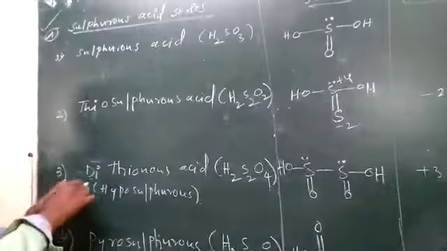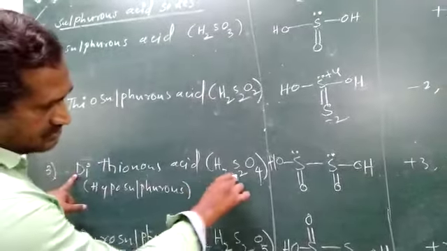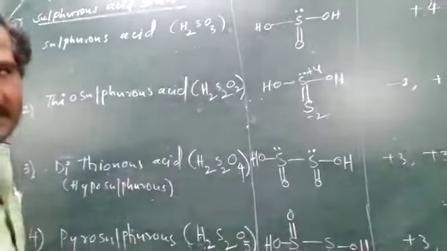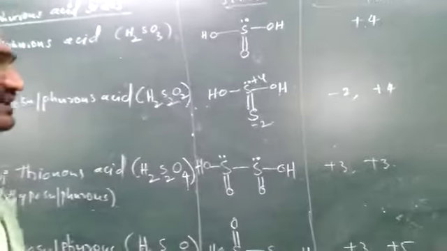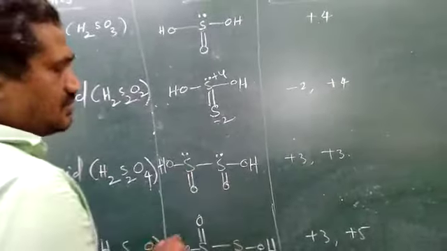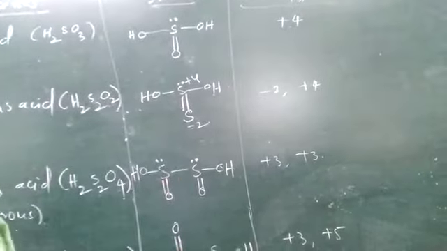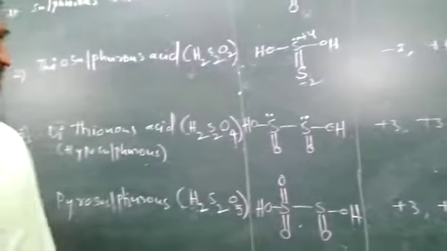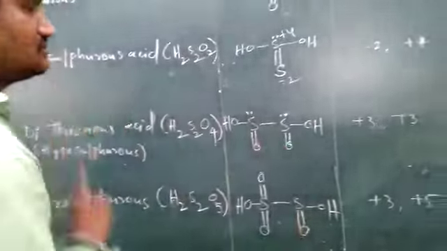Next, the third one, dithionous acid, H2S2O4. Another name is hyposulfurous acid. Its structure is this. There is an S-S bond, two OH groups, and two S double bond O groups. Here both sulfurs are in +3 oxidation state, and the basicity is 2, equal to the number of OH groups.